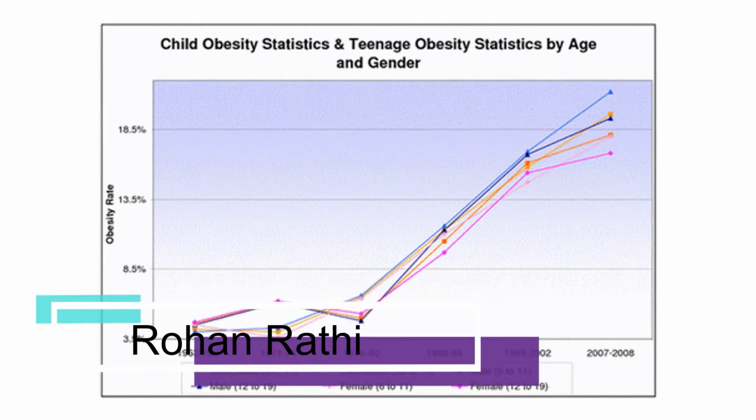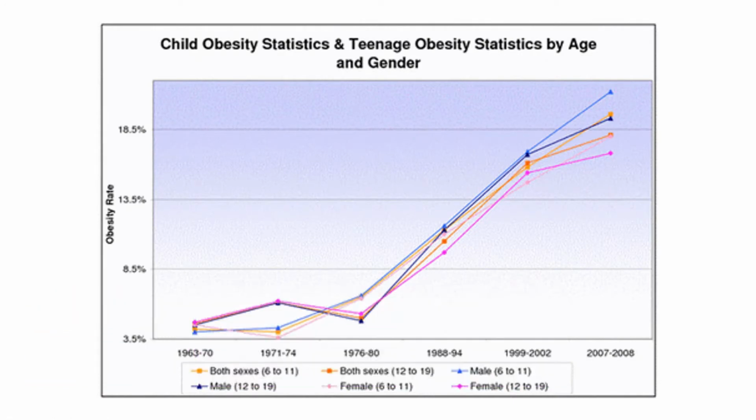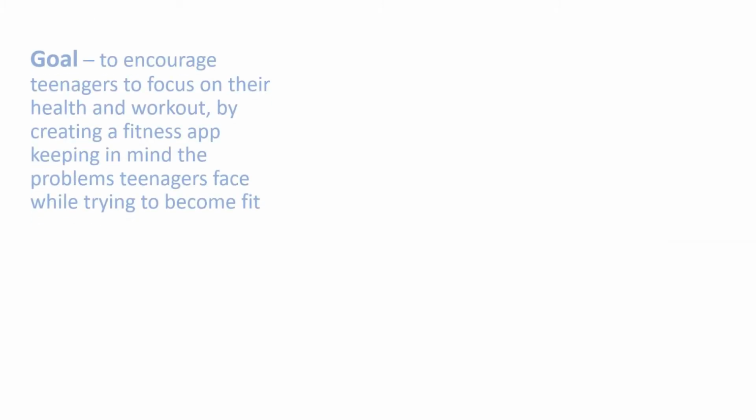Obesity in teenagers has nowadays become a huge issue. The obesity rate in teenagers is increasing rapidly due to lack of exercise and unhealthy diet. Therefore, I decided to do something to improve teenagers' physical health. I started with creating a mind map of things that I could do and I decided to create a fitness app for teenagers which would help them live a healthier lifestyle.